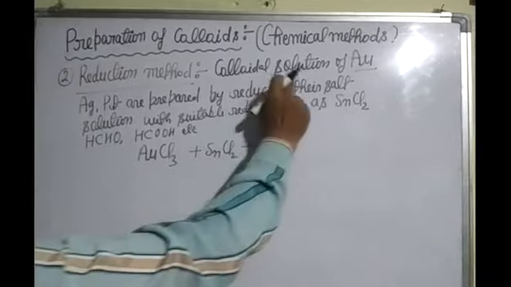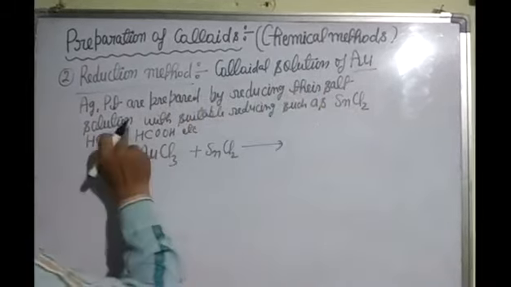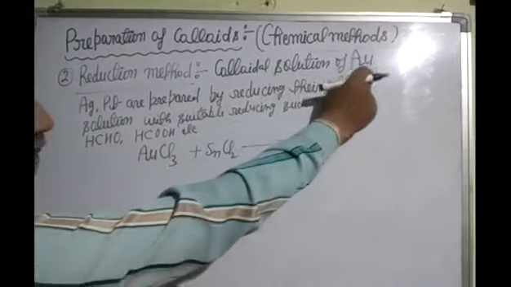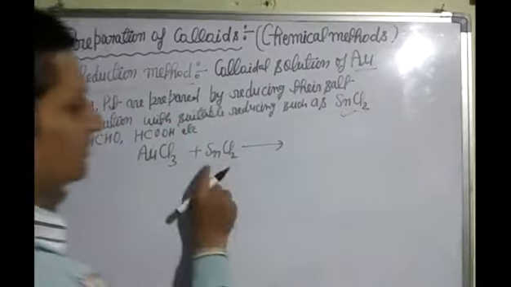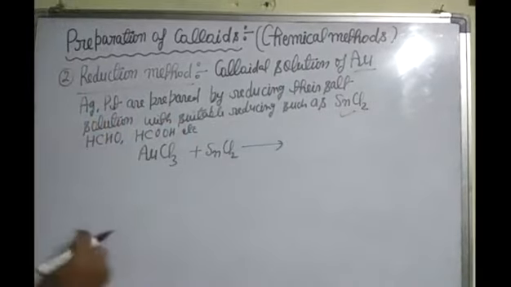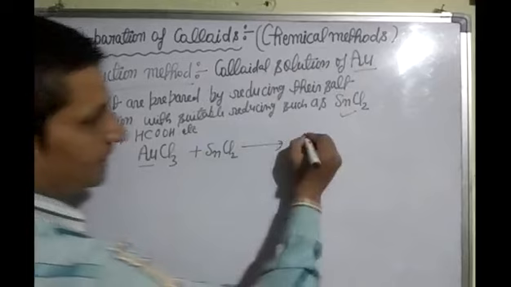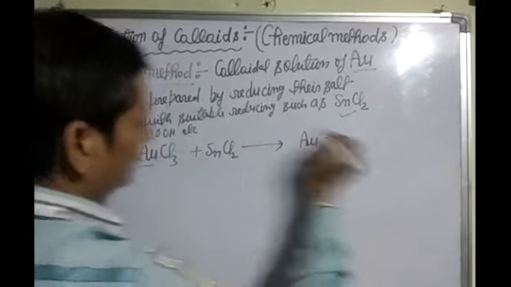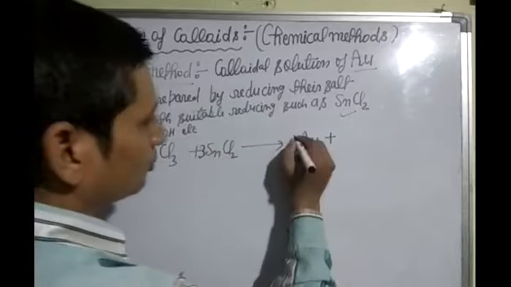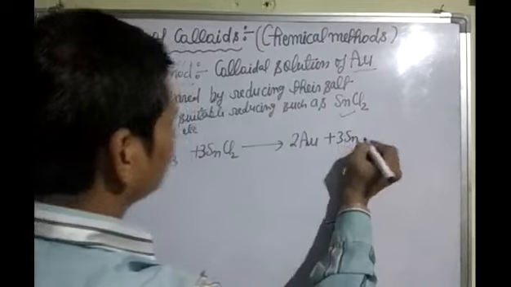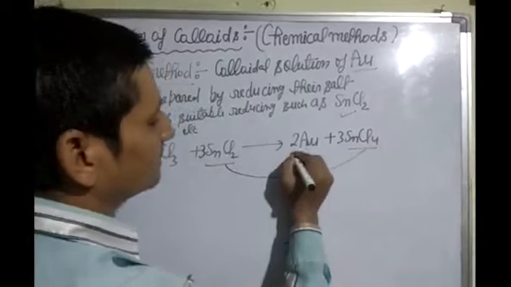Reduction method: colloidal solution of gold, silver, platinum are prepared by reducing their salt solution. Salt solution of gold is AuCl3, auric chloride, with suitable reducing agent SnCl2, stannous chloride. Now reduce, then we get colloidal solution of gold, Au. 2AuCl3 plus 3SnCl2 gives 2Au plus 3SnCl4. SnCl2 converts into SnCl4, and this is gold sol.